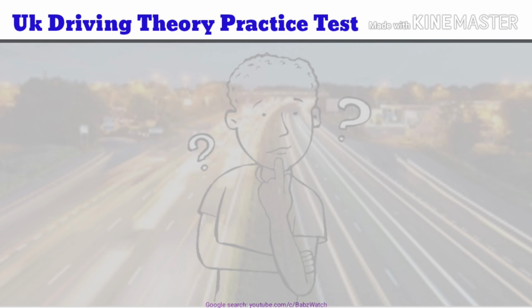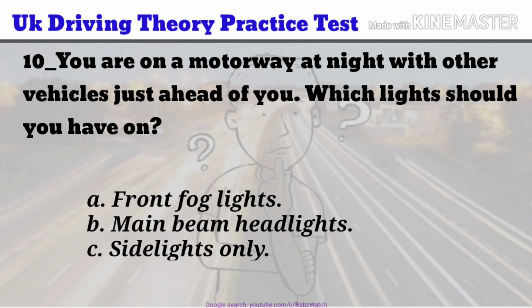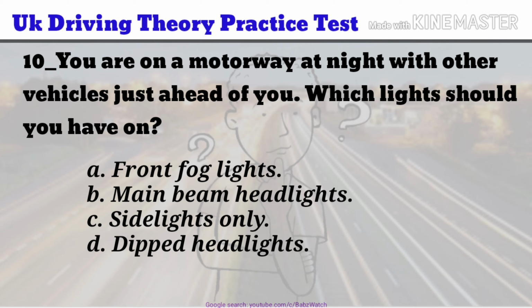UK driving theory practice test question 10 of 50. You are on a motorway at night with other vehicles just ahead of you. Which lights should you have on? A. Front fog lights. B. Main beam headlights. C. Side lights only. D. Dipped headlights. The correct answer is D.